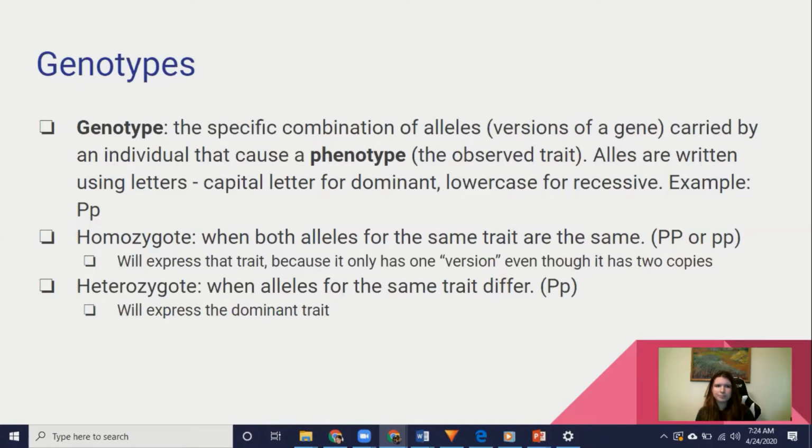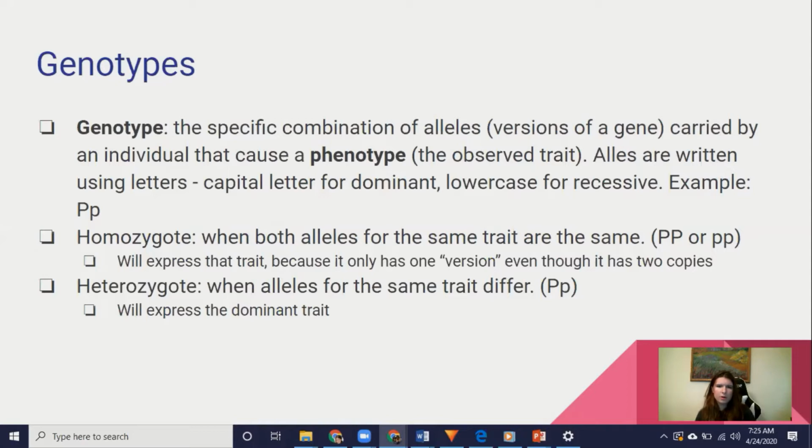Okay, so when we're talking about genotypes, we're also sometimes going to want to talk about whether they have two alleles, two versions of a gene, that are the same, or whether they have two alleles that are different from each other. When the two versions of a gene on those two homologous chromosomes are the same, we're going to call that person or that zygote, that cell, a homozygote. If we have two different versions, we're going to call that person a heterozygote.